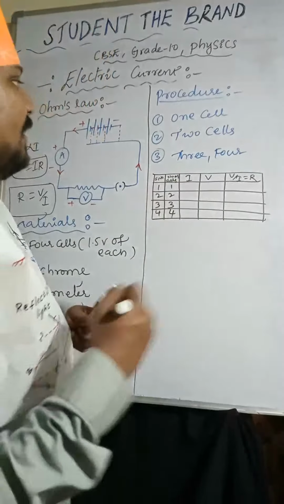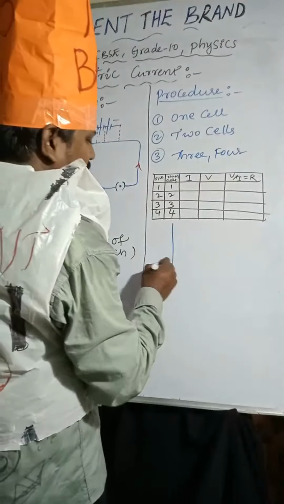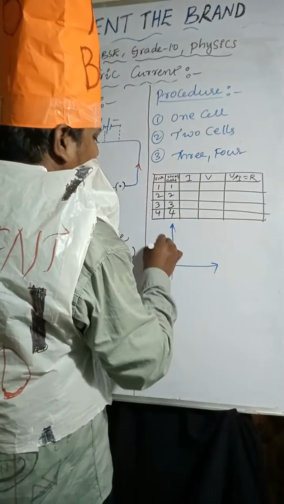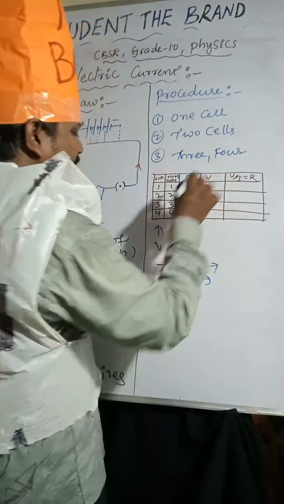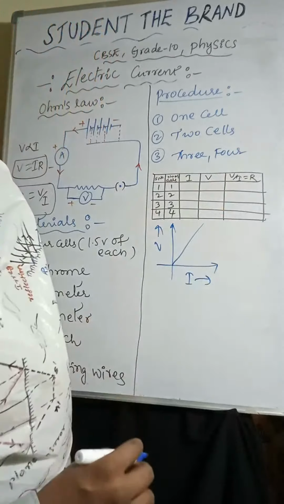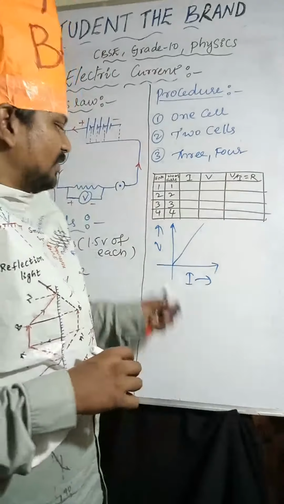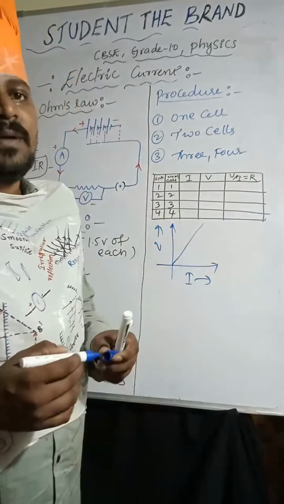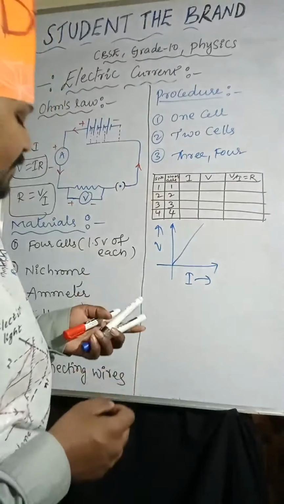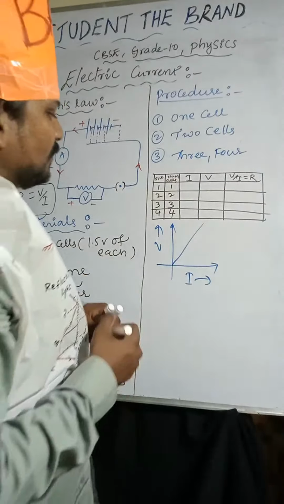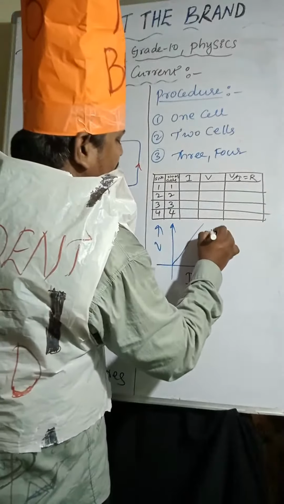Now if you draw the graph for VI, V on y-axis, I on x-axis, the graph is linear, a straight line passing through the origin, because V is directly proportional to I, V equal to IR. So this is for ohmic conductors.